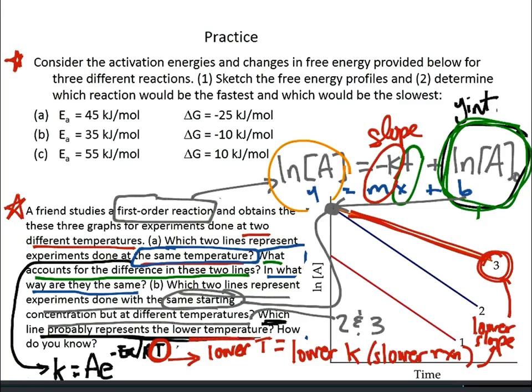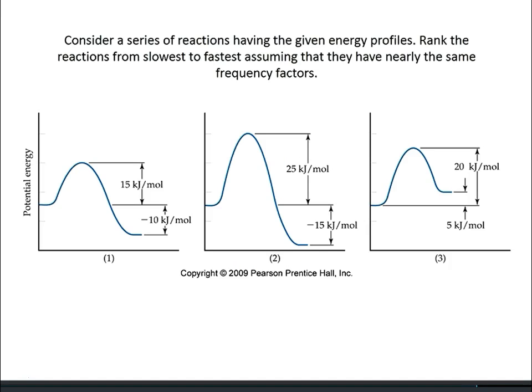And how do you know? I think we just explained that. Lower T, lower K, all that.